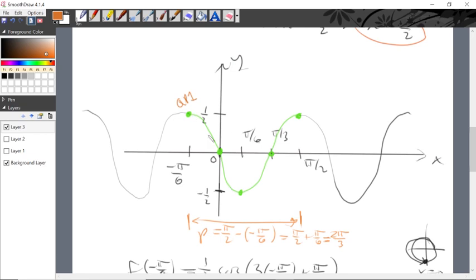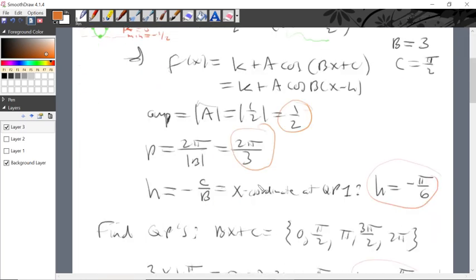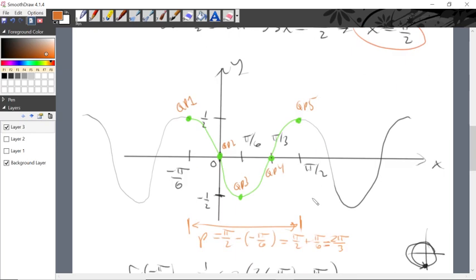Here's quarter point 1 for our cycle. Here's quarter point 2 right here. Here's quarter point 3. Here would be quarter point 4, and here's quarter point 5. So we've done everything that we were asked to do. Amplitude, period, and phase shift, which can also be called horizontal shift. Okay, we found those, and we graphed one complete cycle with the 5 quarter points labeled for that complete cycle.